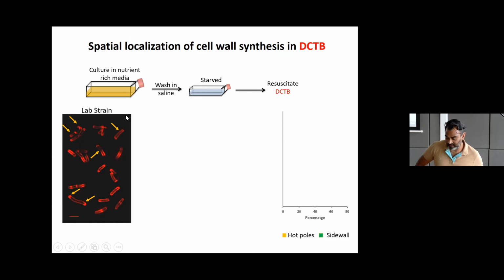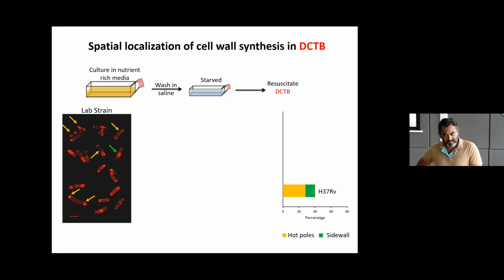But if you look over here, do you see that, guys? Do you see those hot poles? Yeah? See that? The hot poles and the division plane? So this is our lab strain. It incorporates these hot poles. And this is the kids in the lab, and we do this manually. You go through the image and you go through the bugs one by one, and you say, okay, this is the number that have hot poles. This is the number that have hot side walls.